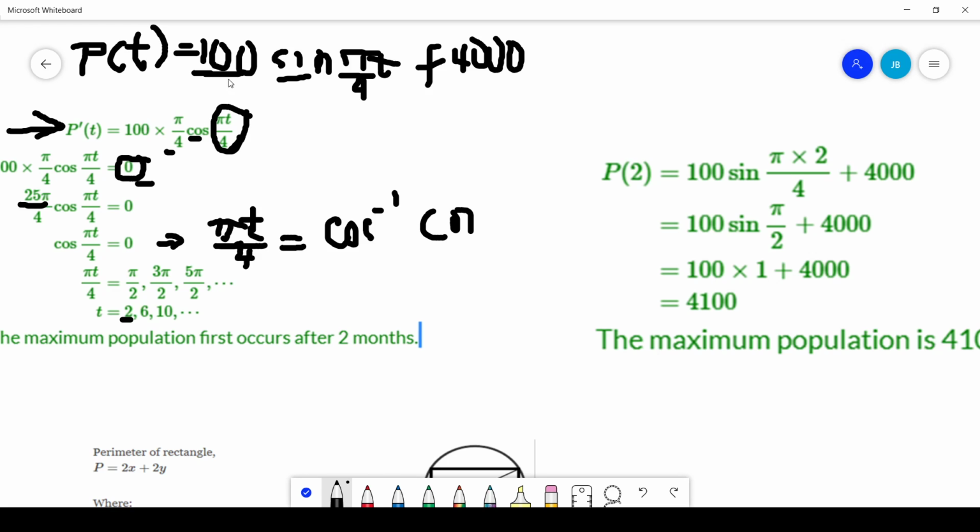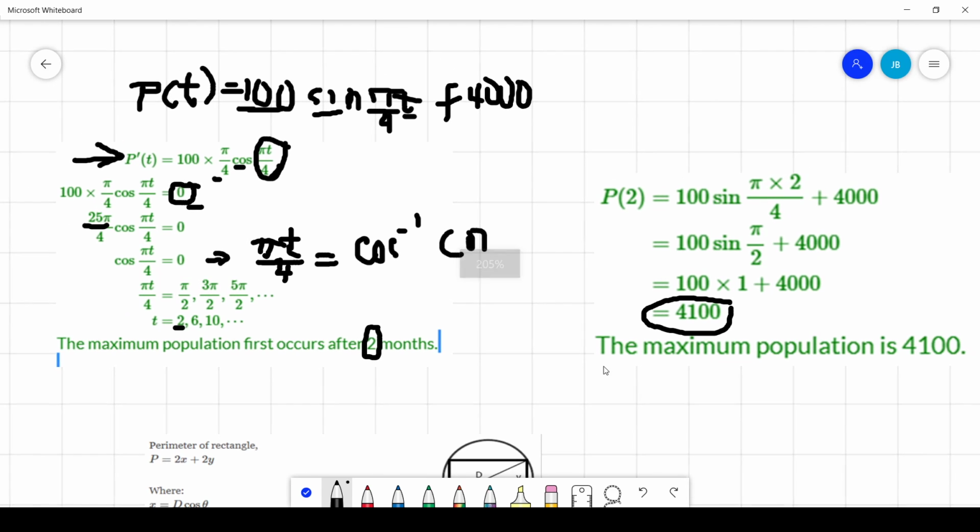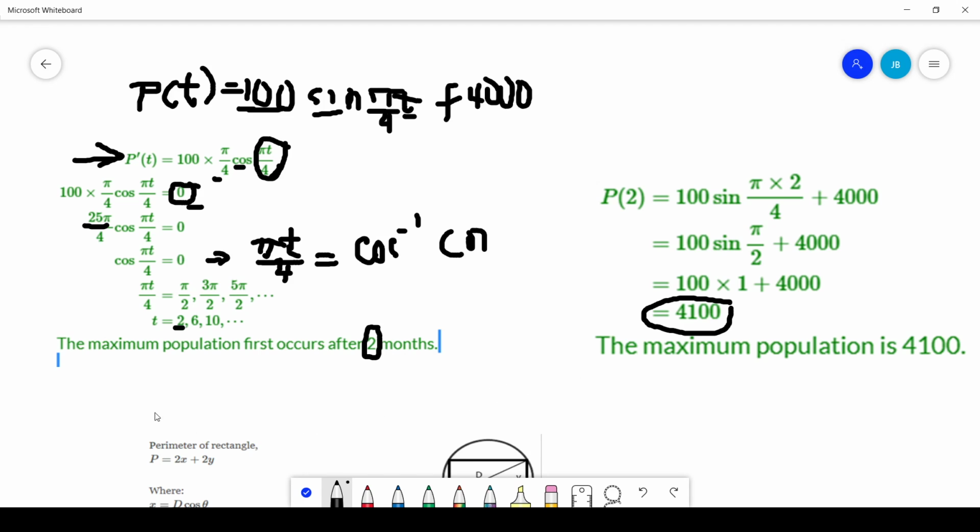Okay, so 100 sine pi, your t is, di ba, maximum after 2 months. So you use t as 2, divided by 4, then plus 4,000. So you will have your answer as 4,100. So the maximum population will be 4,100.